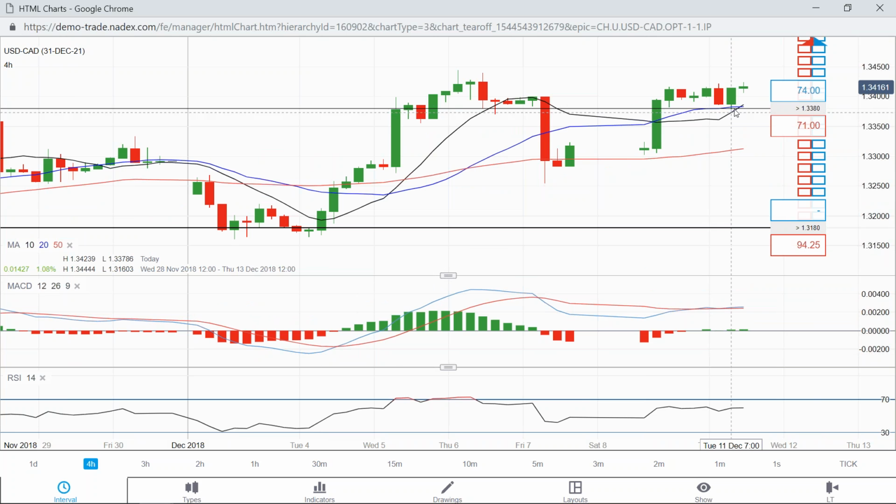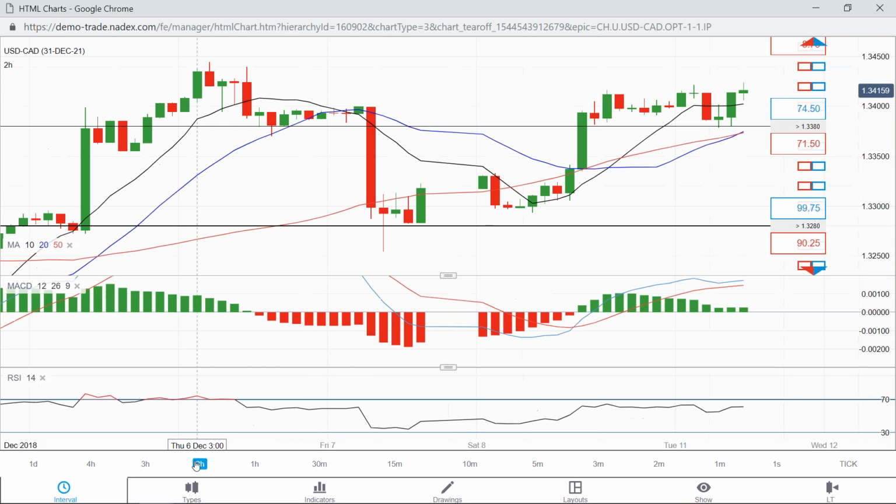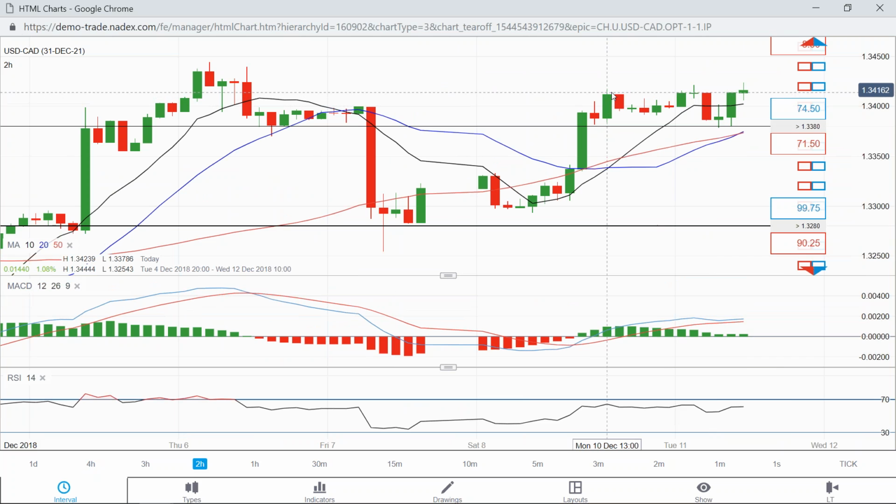Moving averages are getting back into alignment, but we can see once again we have a couple of touches and a consolidation right there on that flat level. I think there's a pretty good chance of us getting a break. Let's go down and follow that up on the 2-hour chart. You can see that a little bit better.